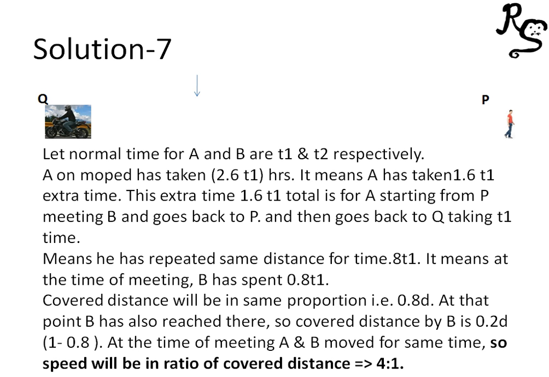As it is given that they started at the same time, the distances covered in the same time while reaching the arrow are 0.8 D and 0.2 D. So the ratio of covered distance would be 0.8 to 0.2, that is 4 to 1. Now the ratio of speed would also be the same, that is 4 to 1 for A and B.